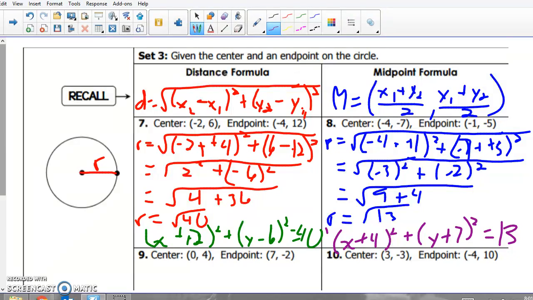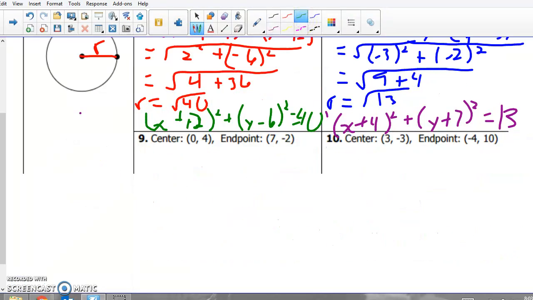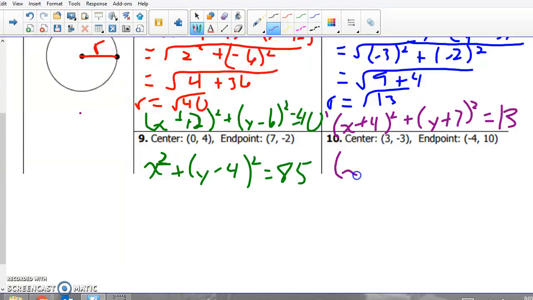Okay, go ahead and I want you to try 9 and then try 10, and I'll reveal the answers in a second. Alright, so for number 9, you should have gotten the equation x squared plus y minus 4 squared equals 85. And then for number 10, you should have gotten x minus 3 squared plus y plus 3 squared equals 218.